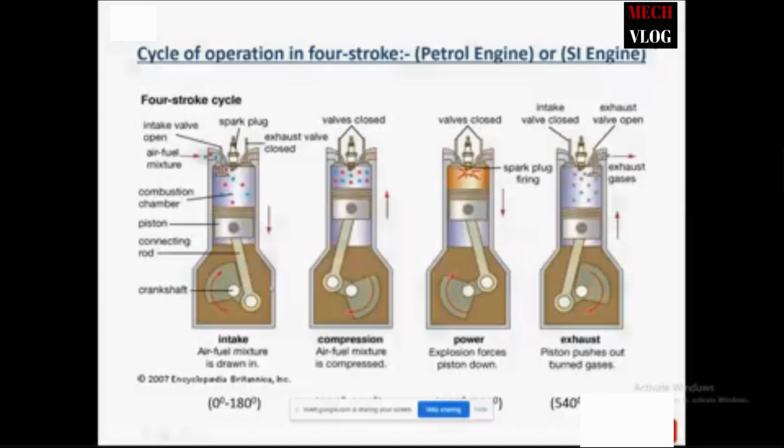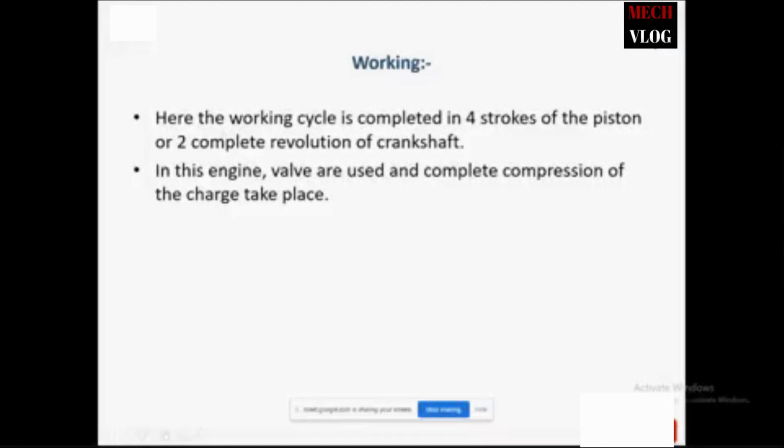So this is our crankshaft and this is our piston. The piston moves four times and the crankshaft completes two revolutions. So within two revolutions we get power. That is called a four-stroke engine. Here the working cycle is completed in four strokes of the piston or two complete revolutions of the crankshaft.